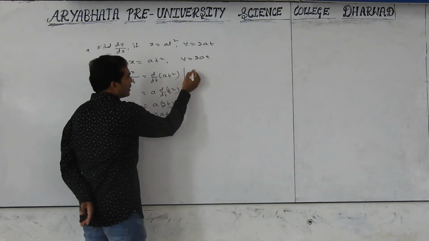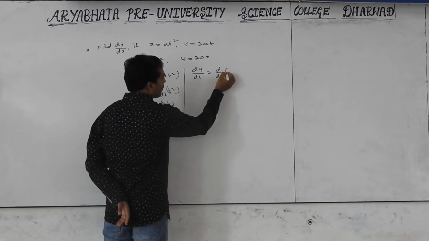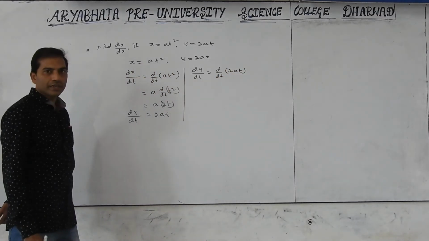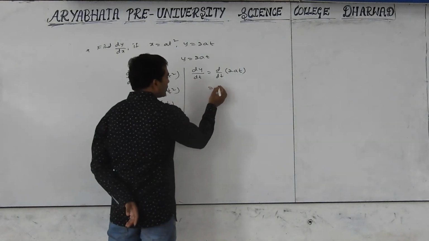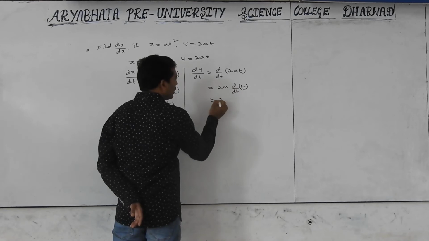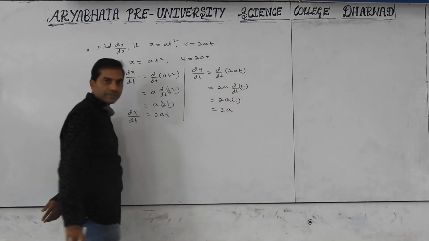Next, dy/dt equal to d/dt of 2at. In that, what is the constant? 2a, take 2a out, into d/dt of t. The derivative of t is 1, so dy/dt is equal to 2a.